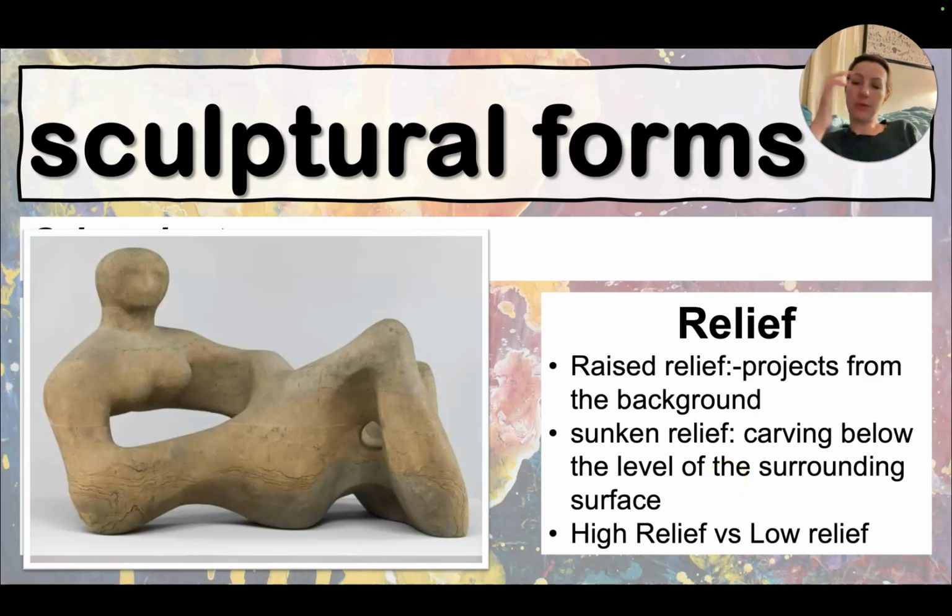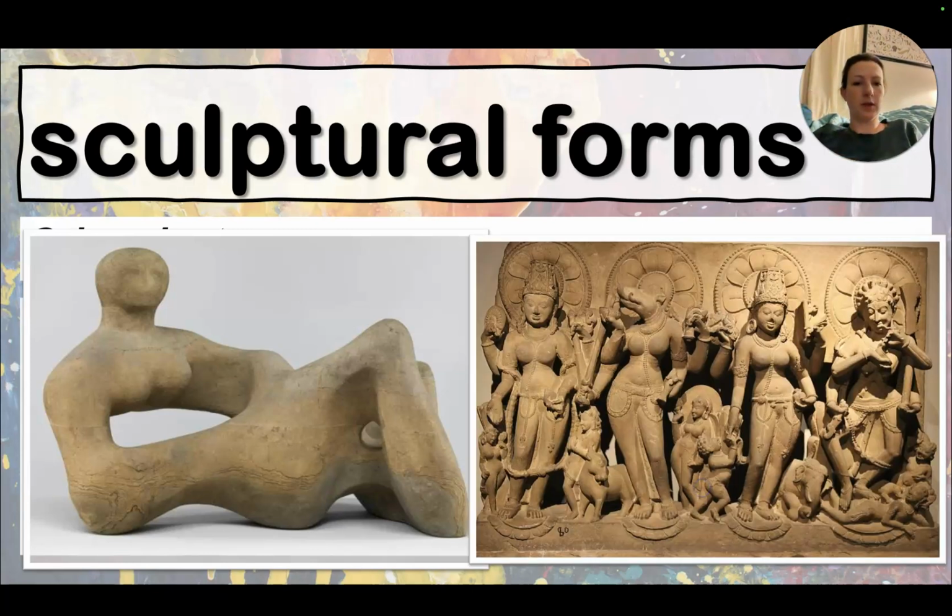So this would be an example of sculpture in the round. You could get up and move around this sculpture and see it from all angles. And then this is a very high relief. These figures come out from the background, but there is a background. So there is no back to look at in this sculpture.